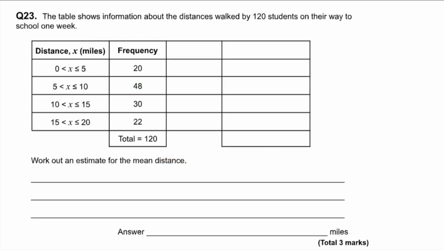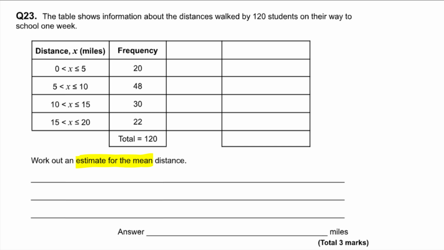Question 23, the table shows information about the distances walked by 120 students on their way to school one week. The distance to school is in the first column: 0 to 5, 5 to 10, 10 to 15, 15 to 20. And we have the frequencies of each of those distances, the number of students who walk those distances. Now we want to estimate the mean. That means I need to make an estimate somewhere, and the estimate is the fact that you don't actually know exactly how far these students walked.